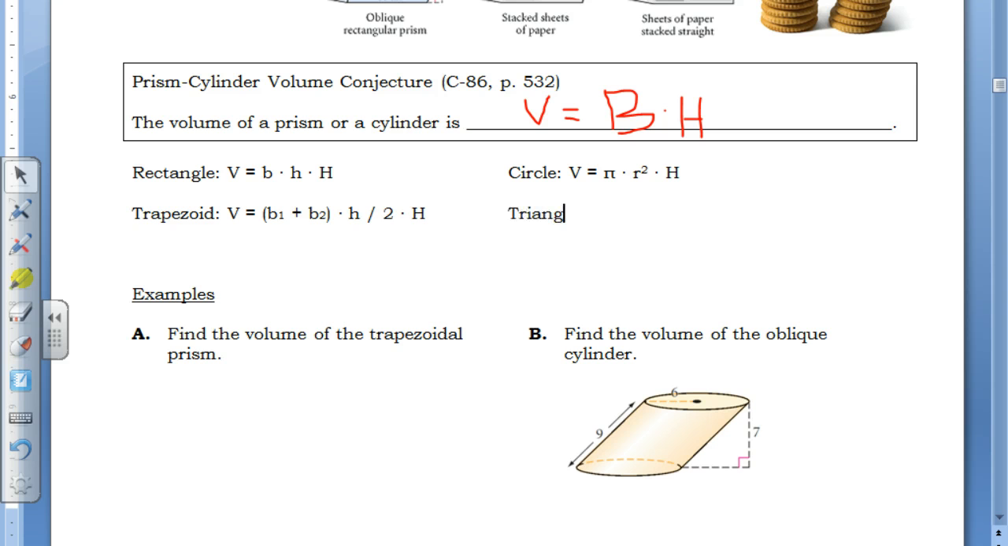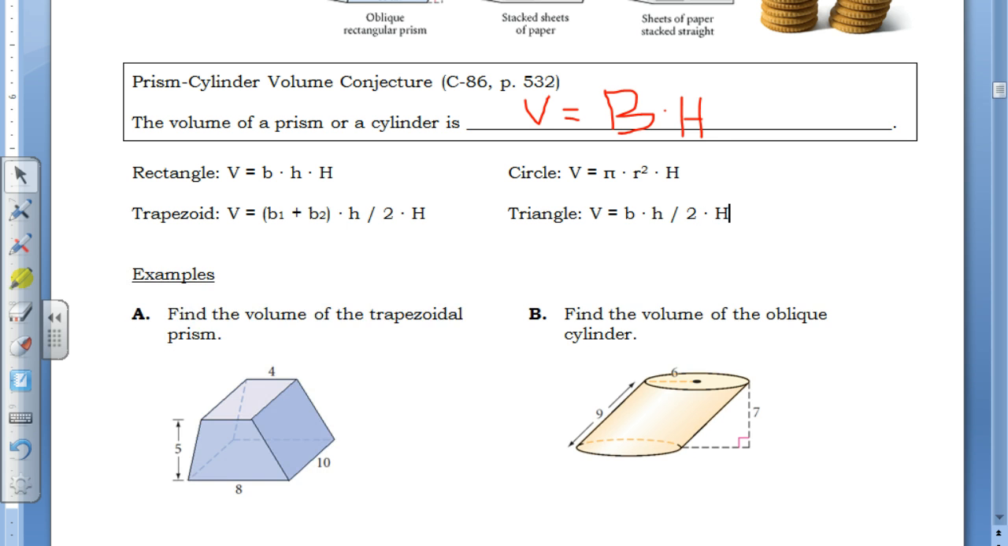And the final one that you'll come across in this lesson is triangle. The triangle area is base times height divided by 2. And then multiplying by the height gives us the volume.